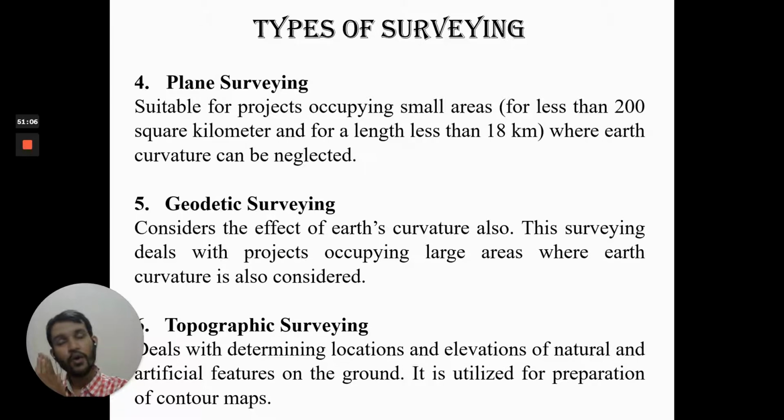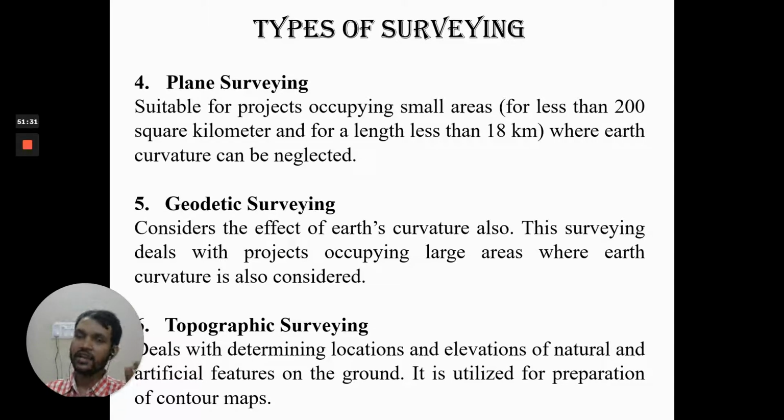From one point, if we are locating another point that is located far apart, then the ground surface won't be horizontal throughout, it will be falling, or it may be rising. So we need to consider the effect of the curvature of Earth when we are doing this activity on a large scale. But plane surveying is when we do the surveying activity for small areas.